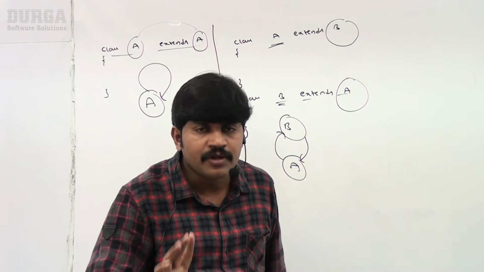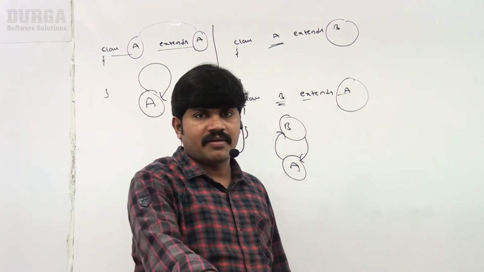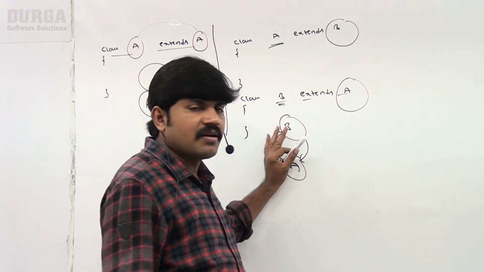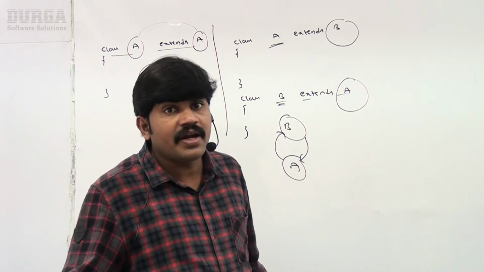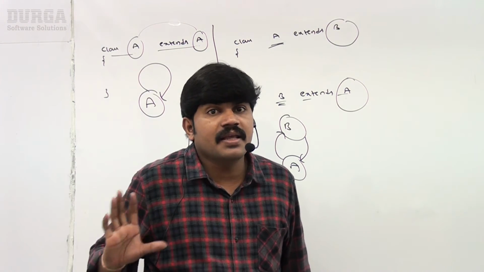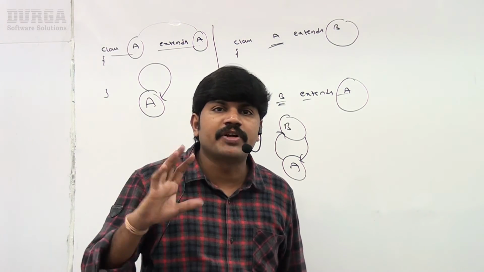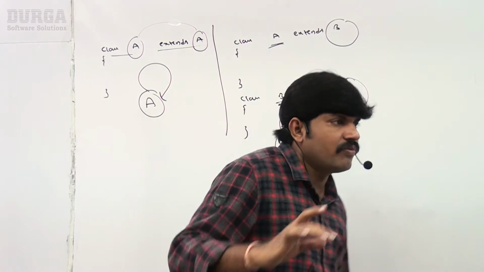Clear for all of you, right? So that's why cyclic inheritance is not really required. This type of inheritance is called cyclic, which is not really required. That's why Java won't provide support for cyclic inheritance. Not only Java, even Python also won't provide support for that. Now have a look once, sir.